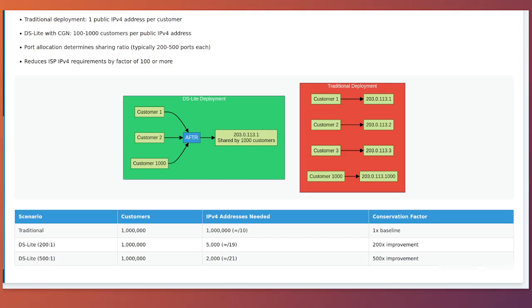The savings extend beyond just address acquisition costs. With fewer public IPv4 addresses in use, routing tables are smaller, BGP convergence is faster, and the overall complexity of managing IPv4 infrastructure is reduced. These operational benefits compound over time as the ISP continues to grow its customer base without requiring proportional growth in IPv4 address consumption.